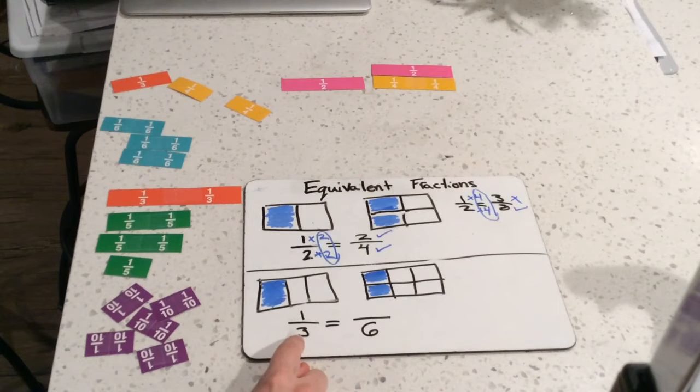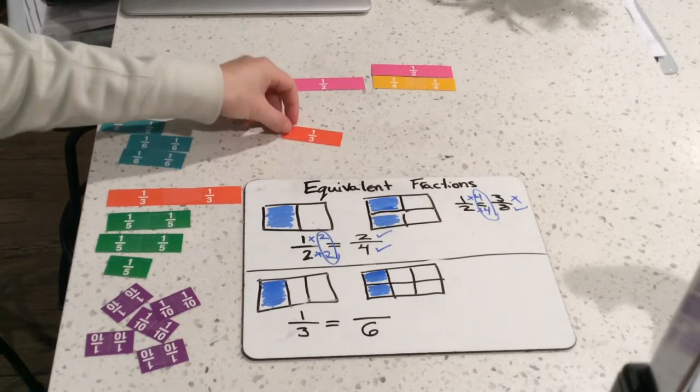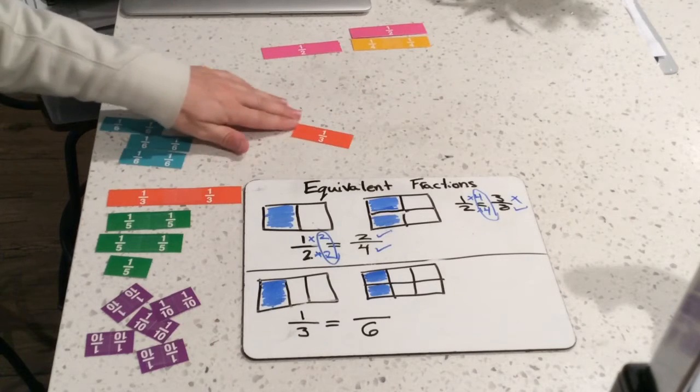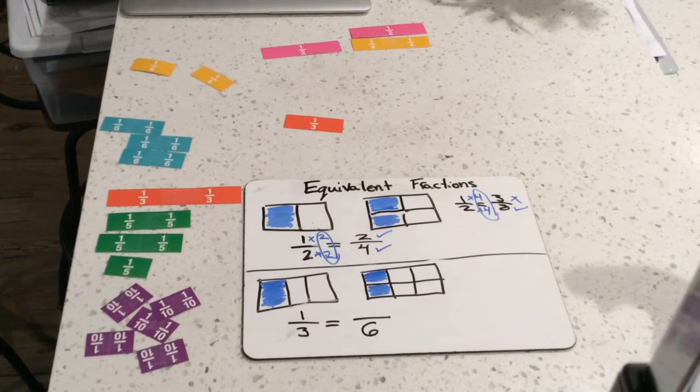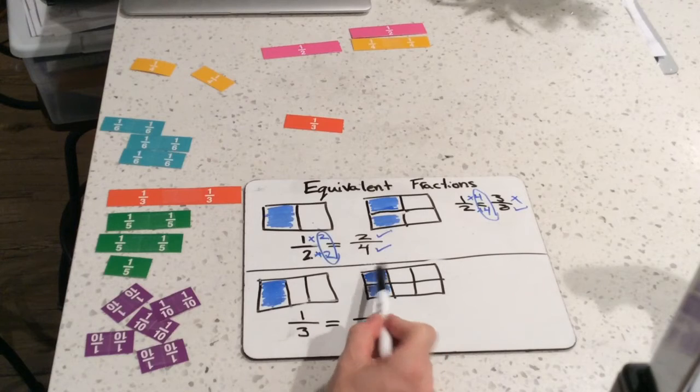Down below, I have 1/3. Here's my fraction strip that represents 1/3. And I want to know how many sixths. Again, I can count 1, 2.